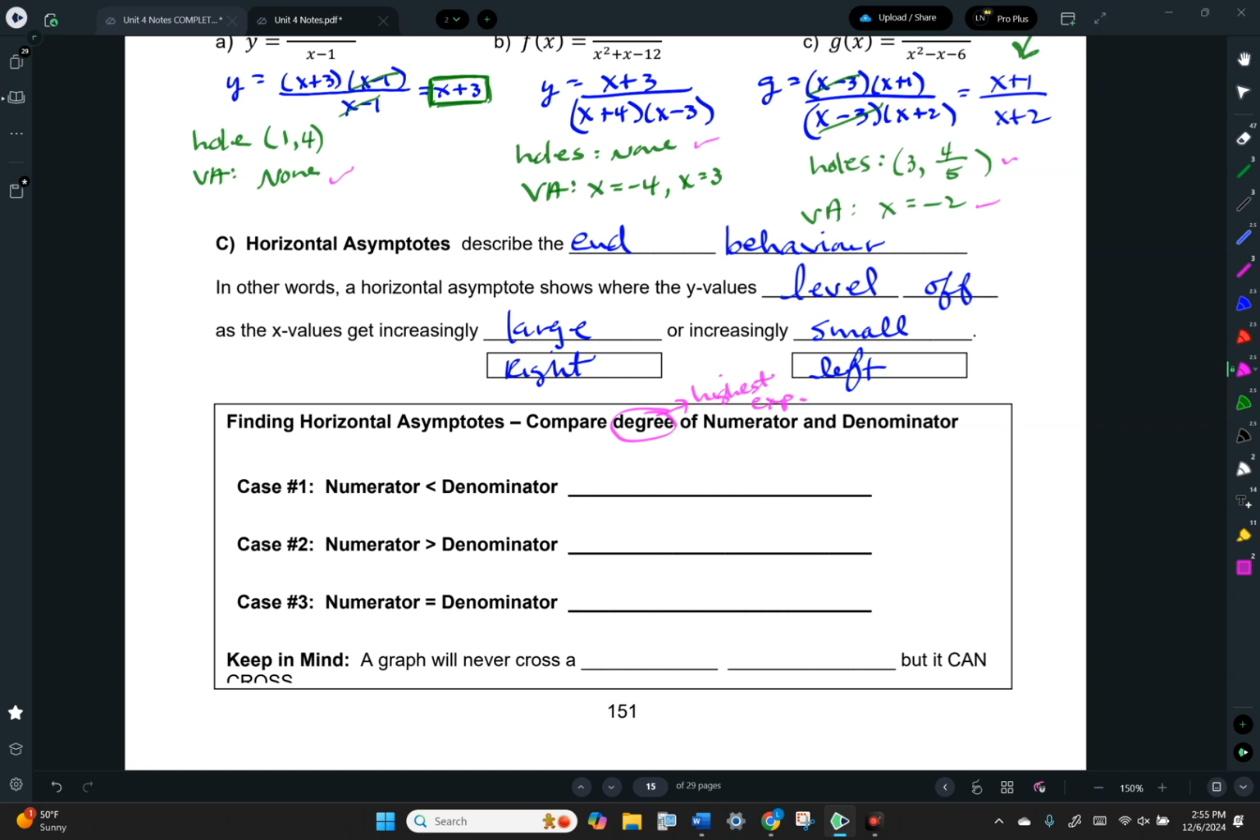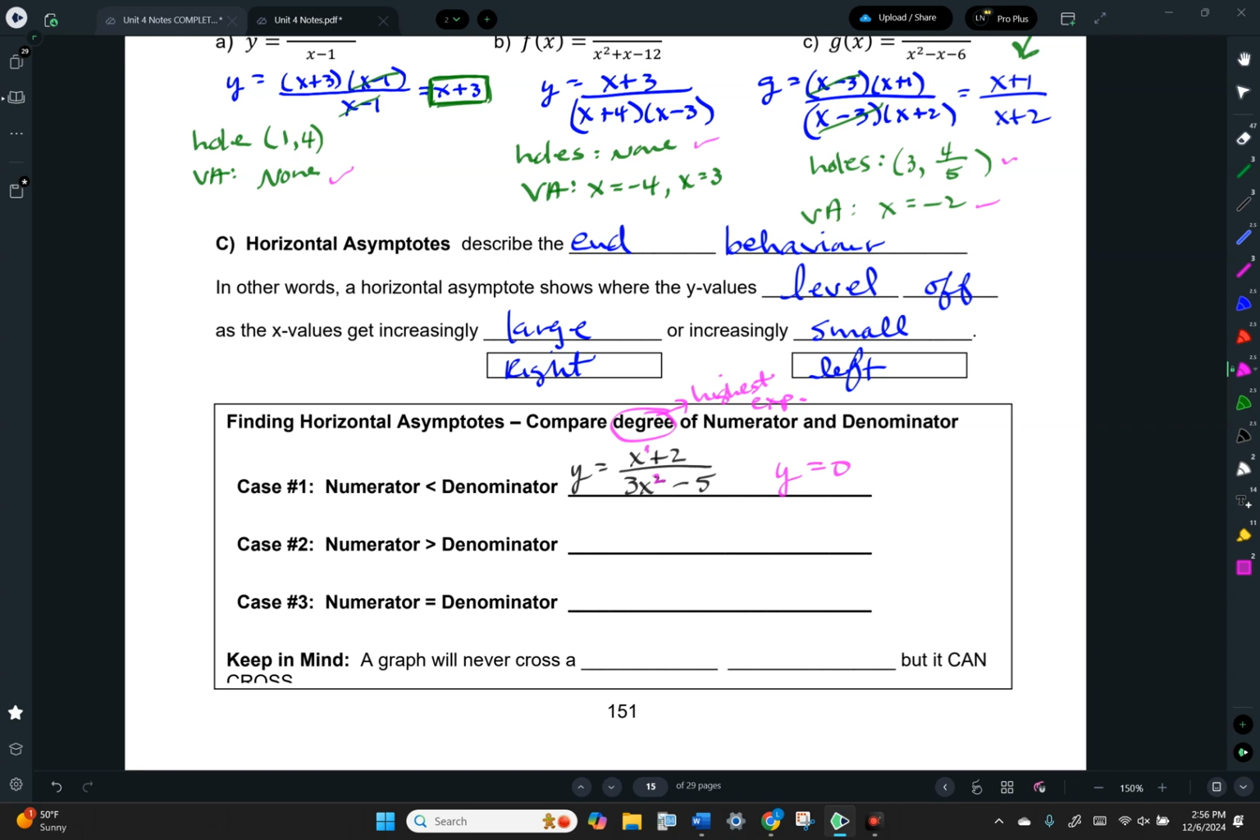Let's say you have the example y equals (x plus 2) over (3x squared minus 5). Well, I can tell that the degree of the top is 1, because it's x to the first. The degree of the bottom is 2 because you have an x squared. So the degree of the numerator is less than the denominator. This is our first case. In that situation, the horizontal asymptote is y equals 0.